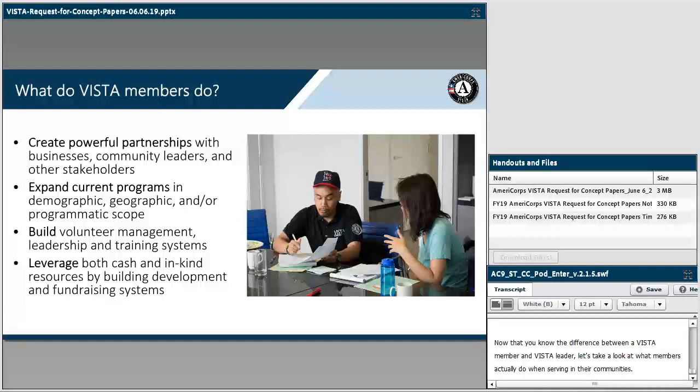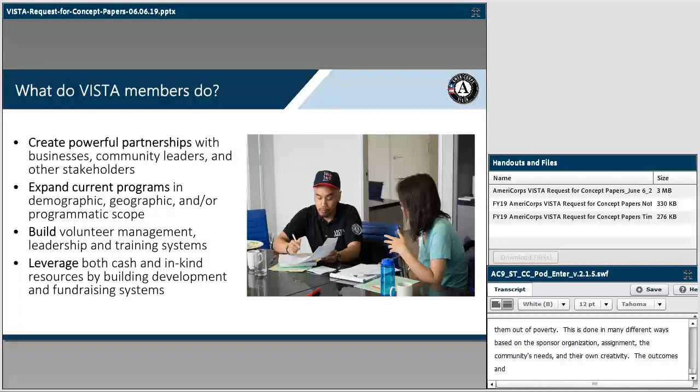So what exactly do they do? VISTAs provide capacity building to organizations and projects, and they work to empower communities and help lift them out of poverty. This is done in many different ways, based on the sponsor organization, the assignment, the community's needs, and their own creativity. Their outcomes and impact in the communities they serve is invaluable.